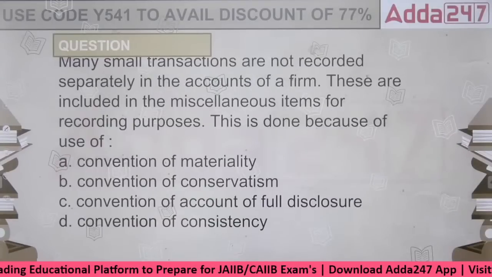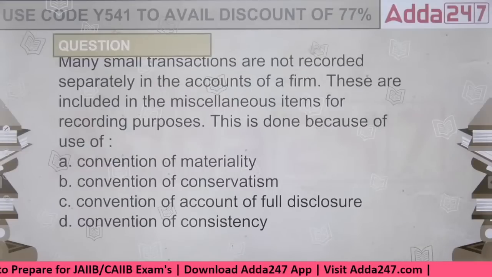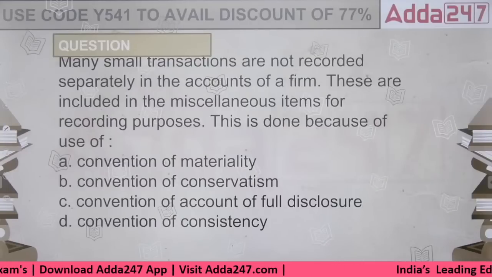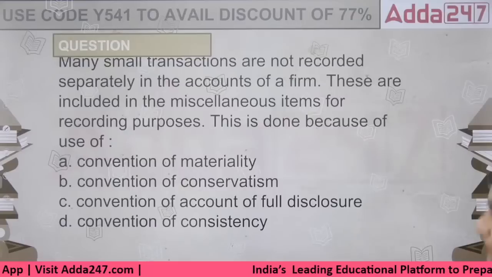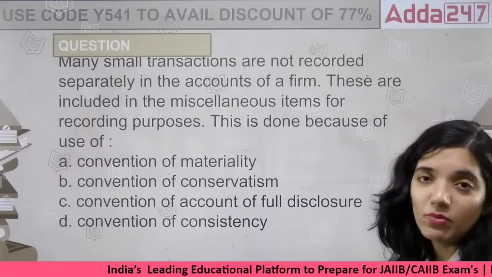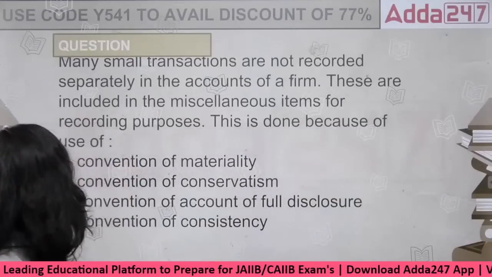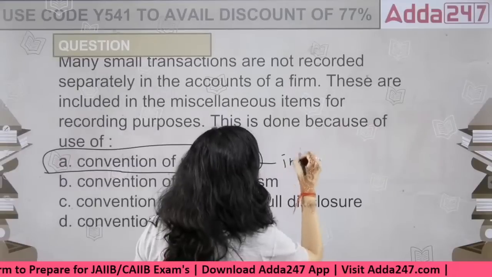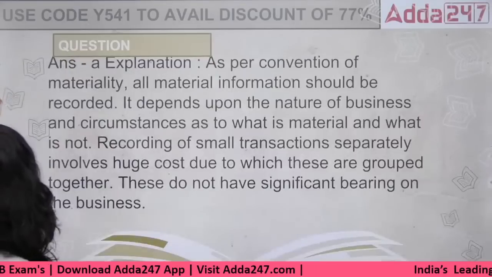What would be the correct answer in this question? See, we are not giving the entire information. We are just putting anything which is extremely important for the organization. If only the most important things are noted down, where will we put it? We'll put it in the convention of materiality. What is extremely material or important for the business? Only that portion would be noted, right? So in this case, the correct answer is A.